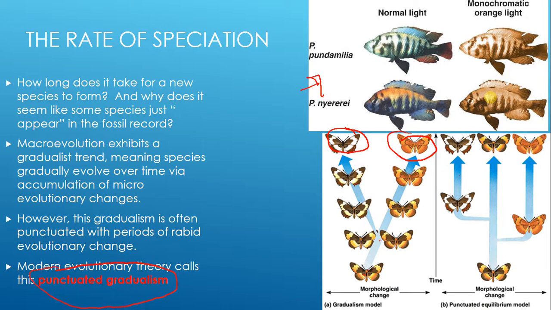And that's happening pretty rapidly. So just over your lifetime, you might see that species in Lake Victoria fuse. And that's an example of rapid speciation due to a drastic environmental change.